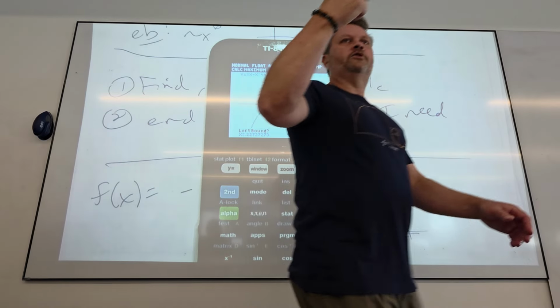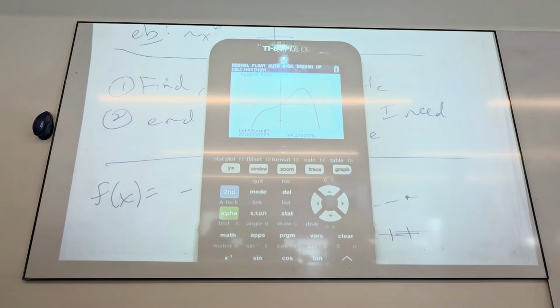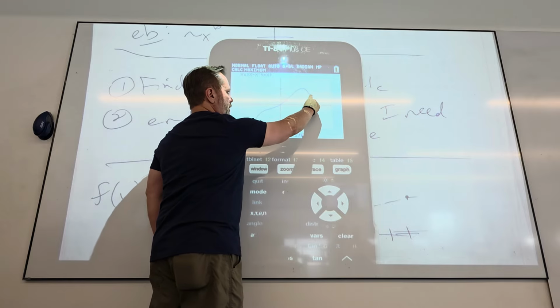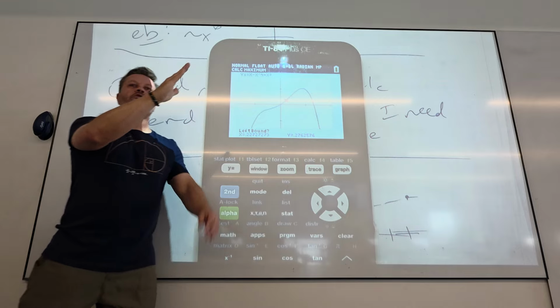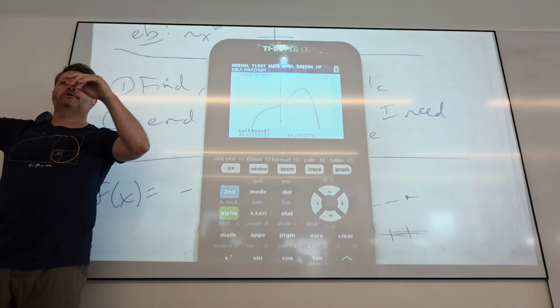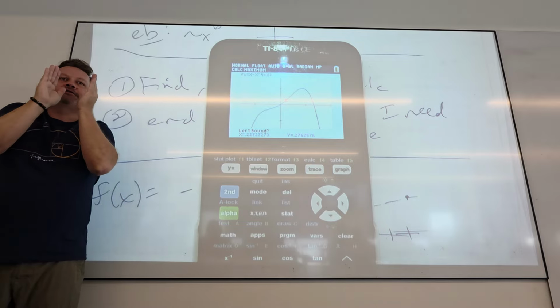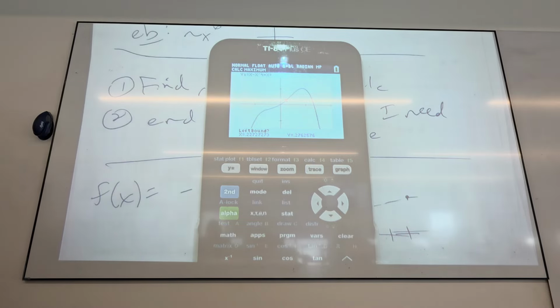Now, it's going to ask you 3 questions. It's going to say left bound, right bound, and guess. It wants you to give it an area to search, because how much of this graph exists? From negative infinity to infinity. I want to let it know, just search here. So it wants a left bound.